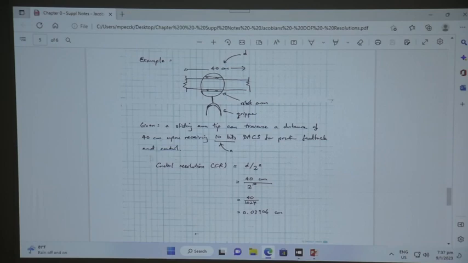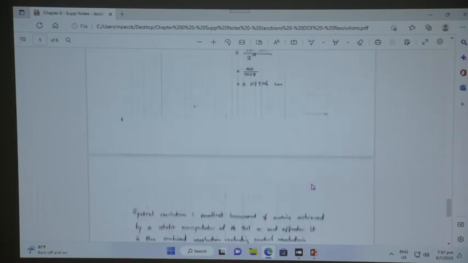So your control resolution, CR, will be D divided by 2 to the power of N. So 40 cm divided by every increment. With 10 bits, you have 2 to the power of 10 combinations. So you end up with 40 cm divided by 2 to the power of 10, and 2 to the power of 10 is 1024. So your control resolution is 0.03906 cm. Okay, so this is control resolution.